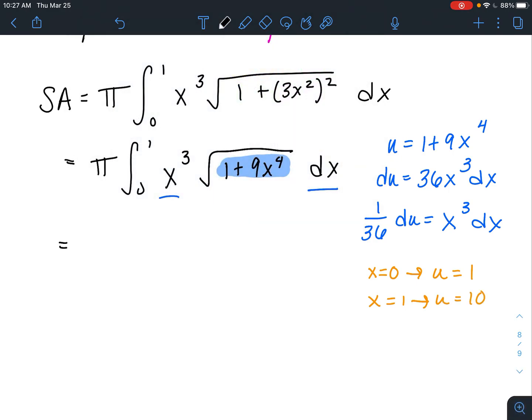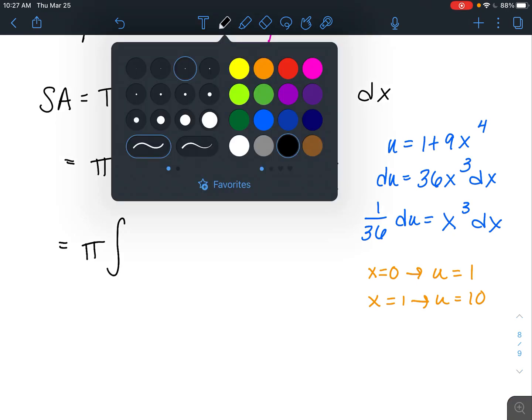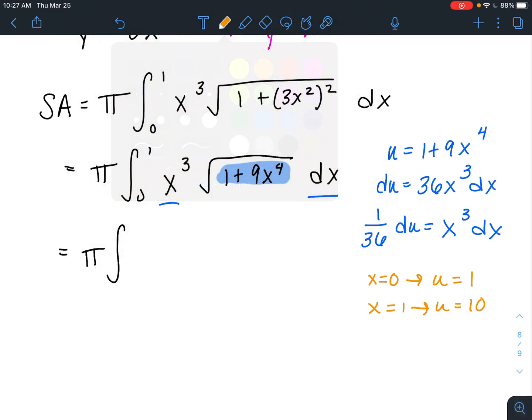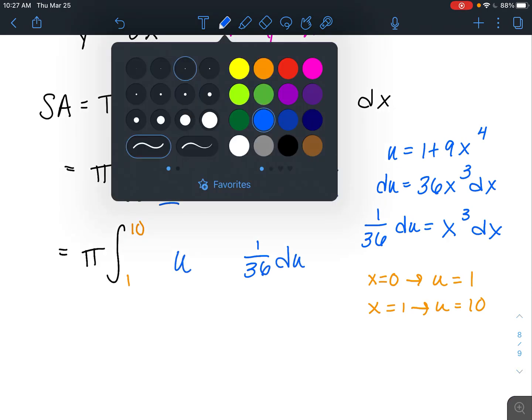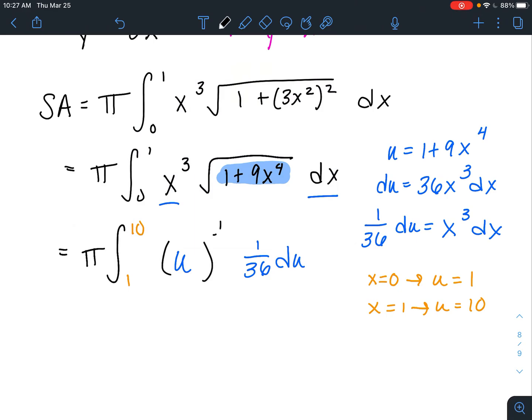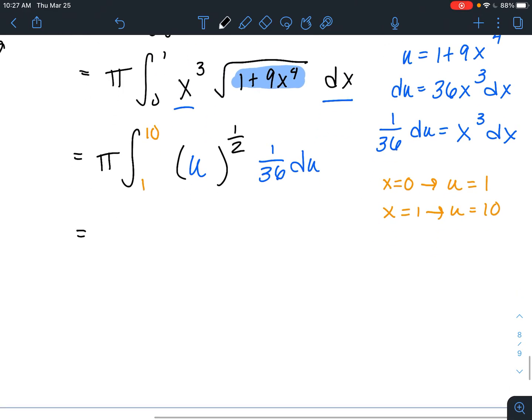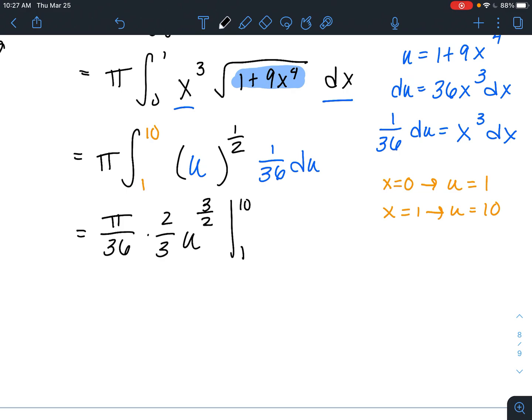So my surface area integral is going to turn into pi times the integral from 1 to 10, right? And my x cubed dx is going to turn into a 1/36 du. And then I'm going to have u raised to the 1/2 power in here. Okay, so I'm going to have pi over 36 as my constant out front. And then if I integrate u to the 1/2, I get u to the 3/2 times the reciprocal of that power. And then we're evaluating from 1 to 10.